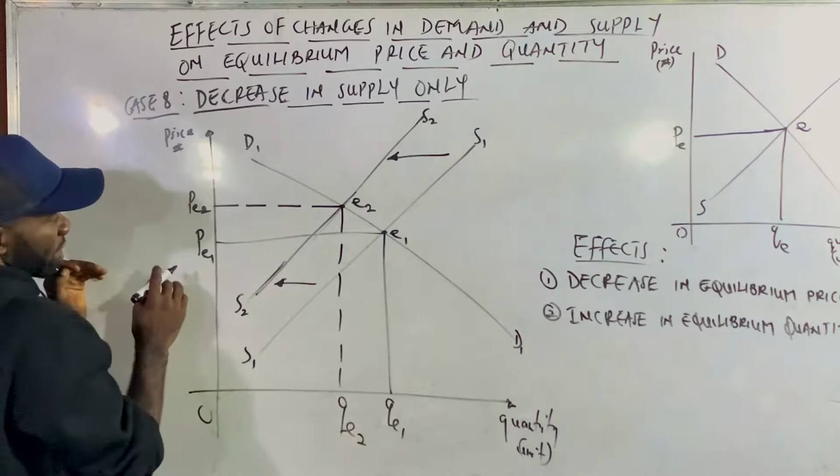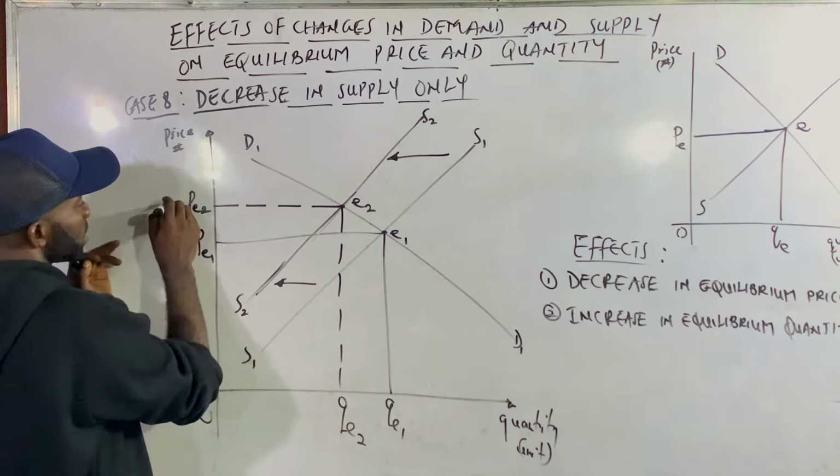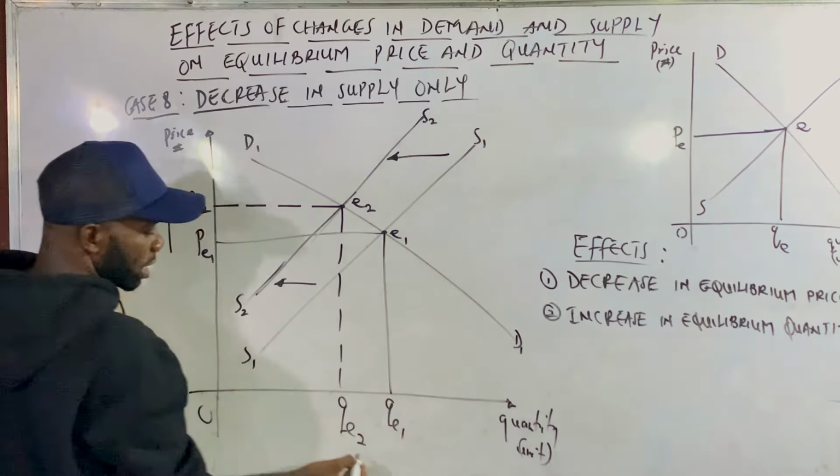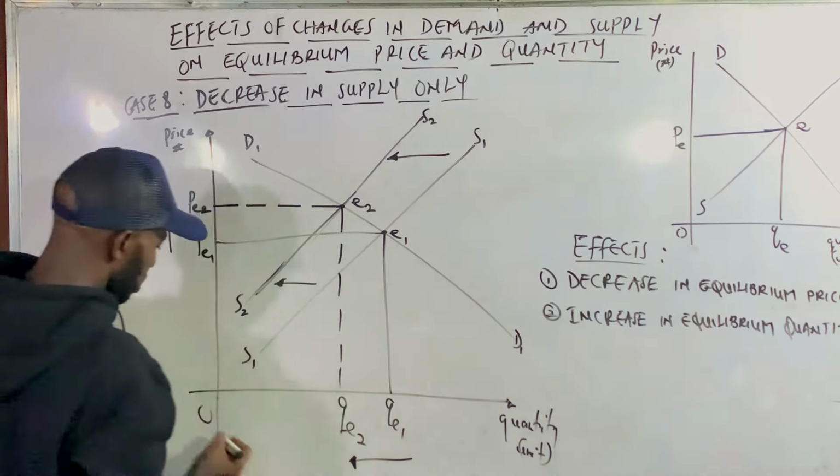What do we have here? What can we see? The interaction here shows that there is an increase in equilibrium price and then there is a decrease in equilibrium quantity.